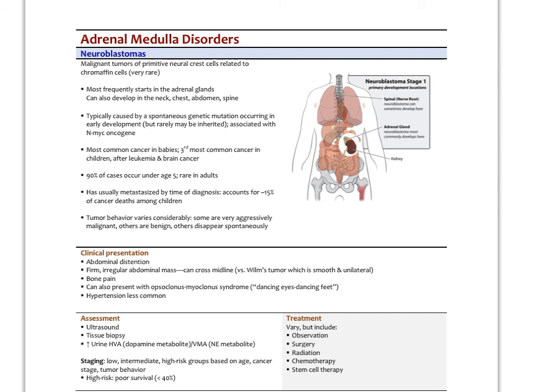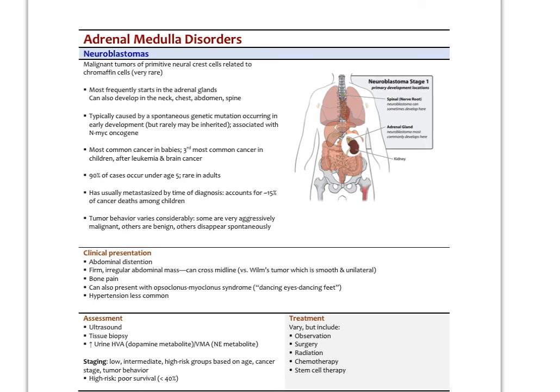They are the most common cancer in babies, and the third most common cancer in children after leukemia and brain cancer. 90% of cases occur under the age of 5. These are going to be very rare in adults. Usually by the time they're diagnosed, they've already metastasized. And so this accounts for about 15% of all cancer deaths among children. The tumors behave in different ways. Some are very aggressive, very malignant. Others are more benign, and some can actually disappear spontaneously.